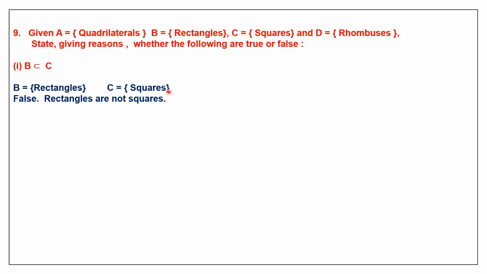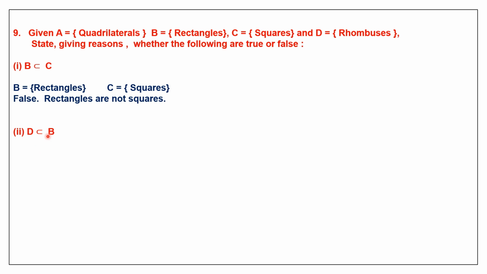They're both quadrilaterals, they're four-sided figures, but in the rectangle, only the opposite sides are equal. In the square, all four sides are equal. So rectangles are not squares. So this statement is false.